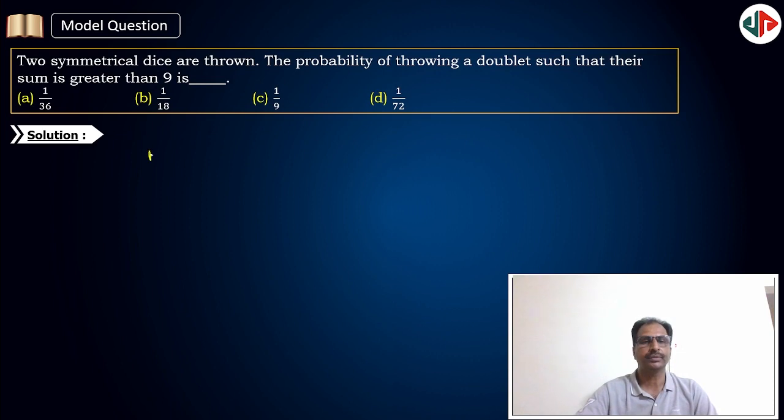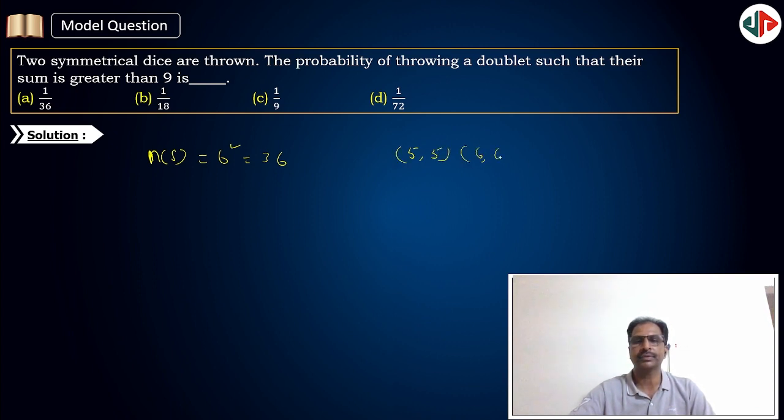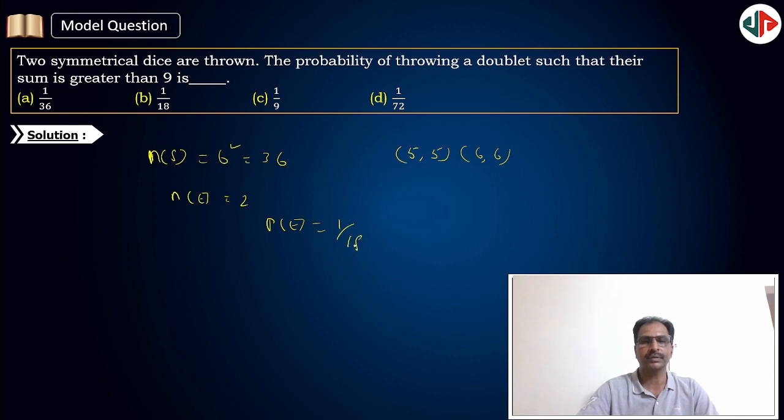Next, 2 dice are thrown. So what will be the n of S? 6 square. The probability of getting a doublet such that the sum is greater than 9. Getting a doublet means getting the same number on both dice, and it should be greater than 9, so 10 is one possible case and 12 is one possible case. So n of E is 2. So P of E is 2 by 36, which is 1 by 18, option B.